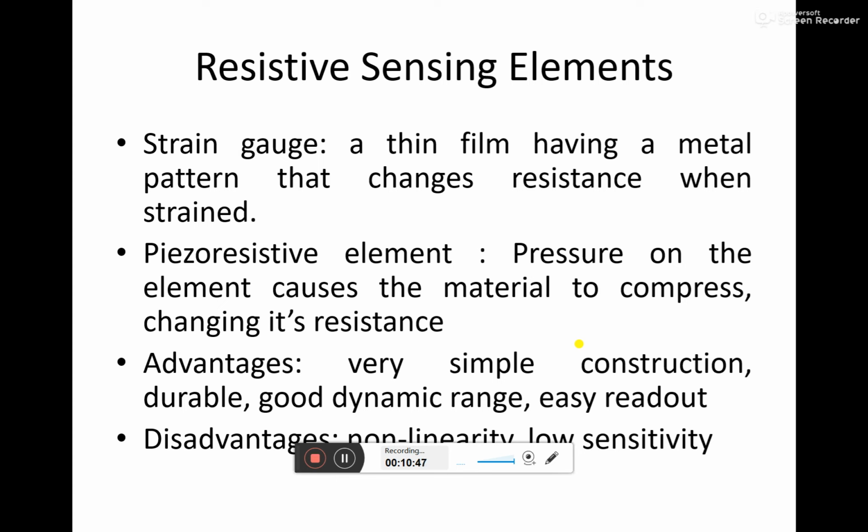The disadvantage is non-linearity regarding the sensitivity, because whenever you apply a certain amount of force, sometimes the relation between the deformation or compression and the measured value is non-linear. That is the disadvantage of this particular resistive sensing element.